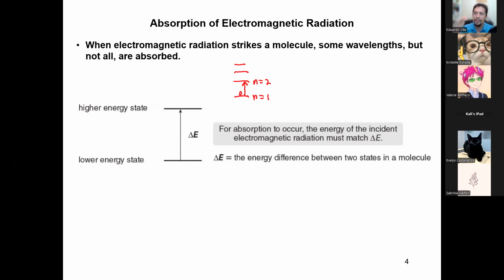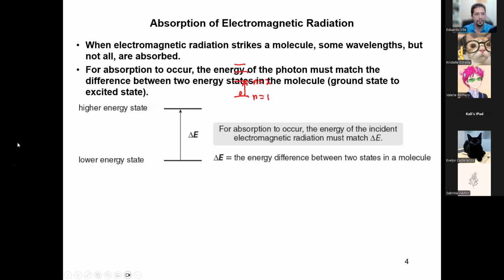You can only go to that level when you have the exact amount of energy required. Does that make sense? It has to be the same amount of energy. So I think there's another point here. Let me clear my drawings. For absorption to occur, the energy must match an exact difference.